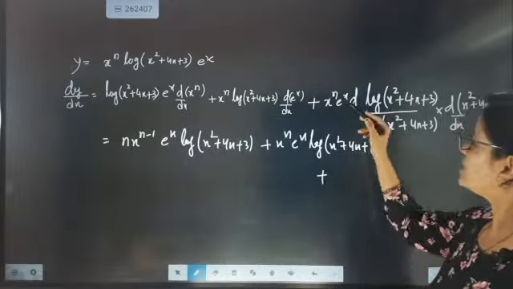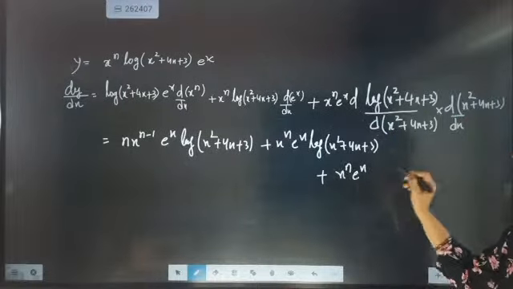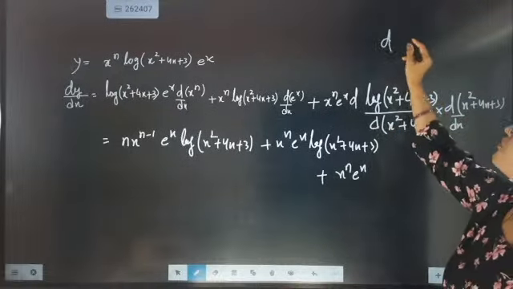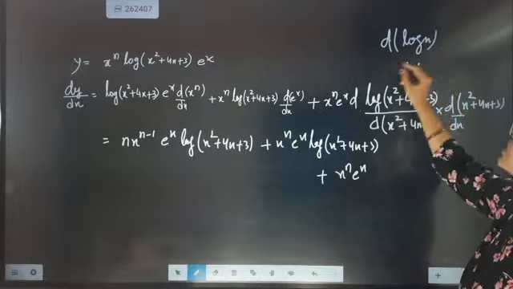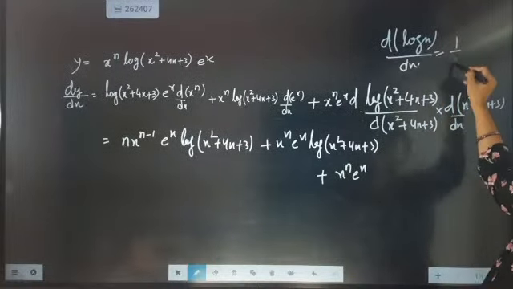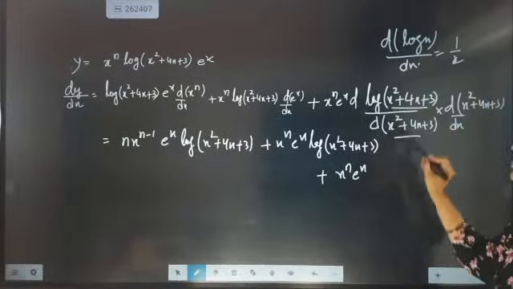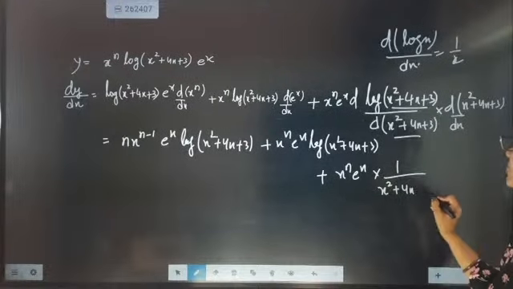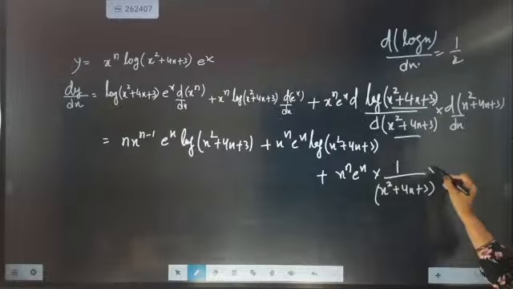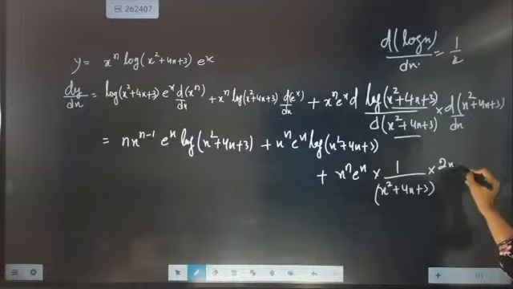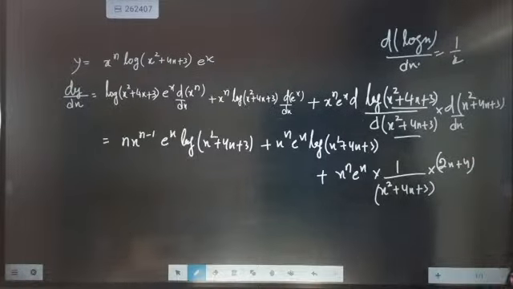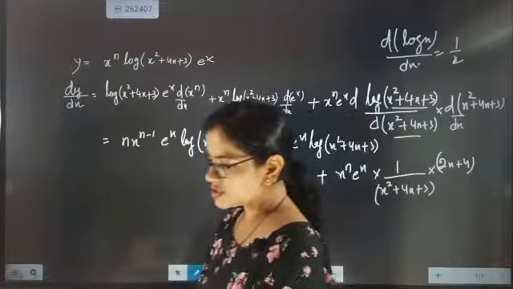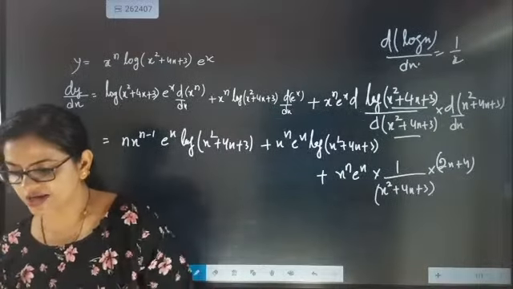Now here x to the power n e to the power x. Now, log differentiation with respect to dx is 1 by x. So this part, with respect to this, means 1 by x square plus 4x plus 3. Now x square will become 2x plus 4. That's it. So this is exactly going to be the part.